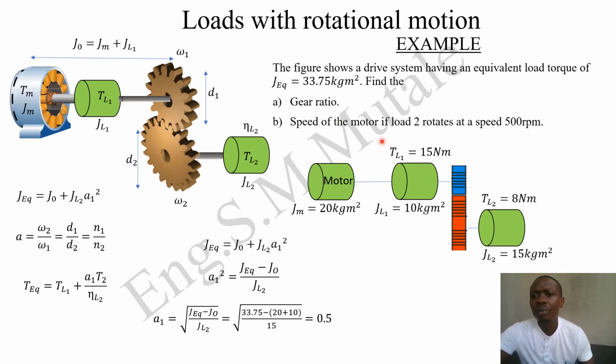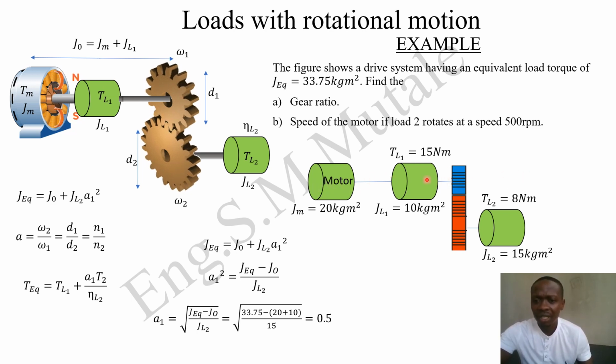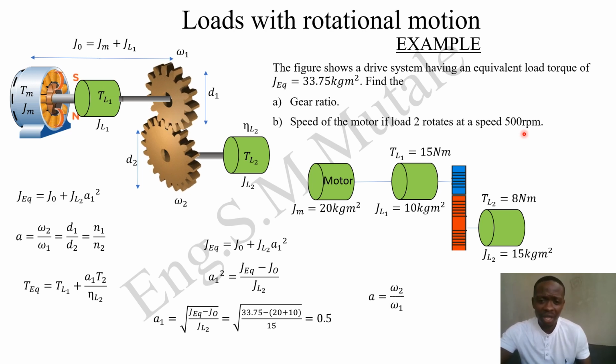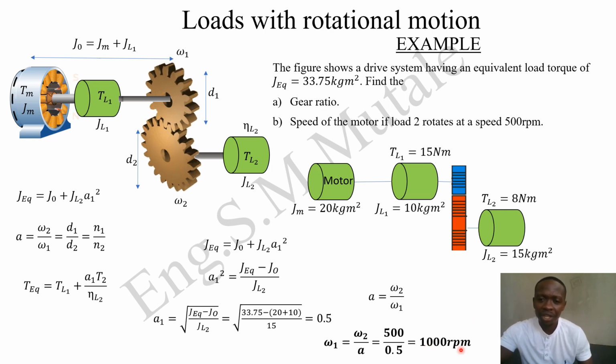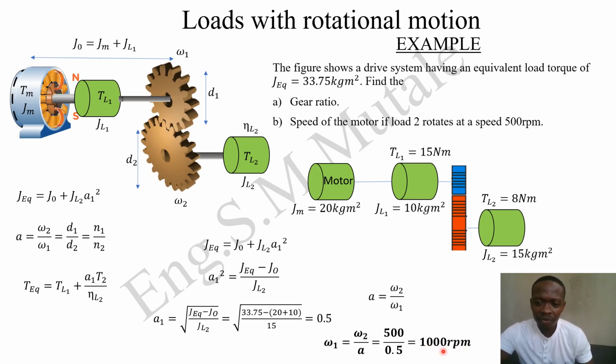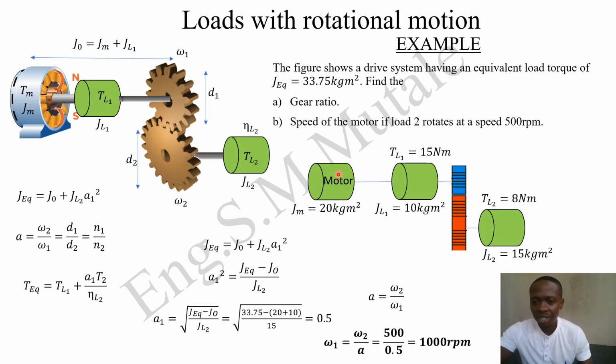And then number two, the speed of the motor. The speed of the motor is basically the speed of the first gear because the motor is connected to that gear. So the rotation of the shaft at the motor speed is the same as the speed of the first gear. The second gear speed has been given to be 500 revs per minute. Since we have the gear ratio, this time around you play with the speeds because we have the velocities. We just make omega 1 the subject of the formula because that is the gear which is connected to the motor. When you substitute the parameters there, you realize that gear 1 was rotating at 1000 revs per minute. That was the rotation of the motor.